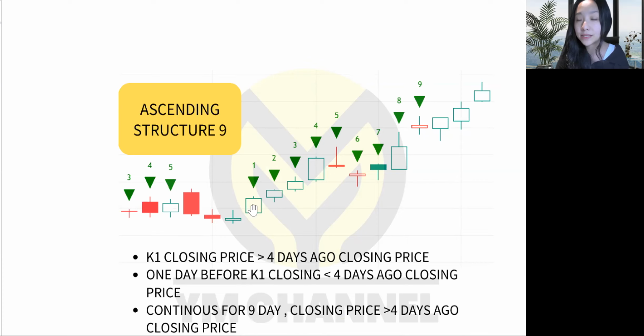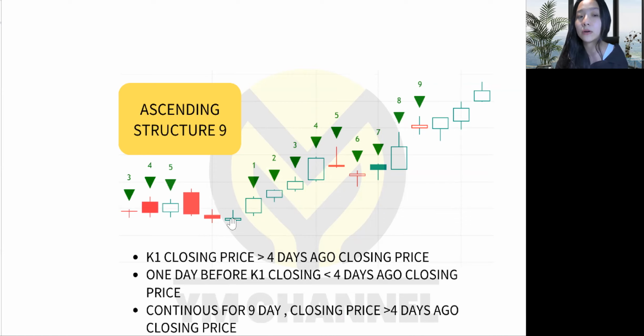This structure can go to 9 candles. 9 candles is quite average, I would say. What does it mean, 9 candles? Like continuously, every candle, the closing price is lower than 4 days ago.